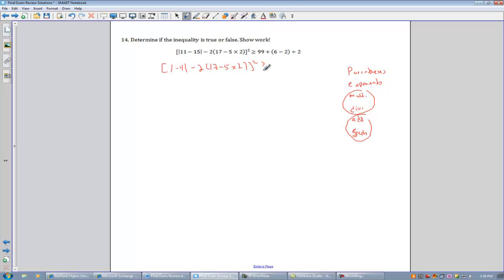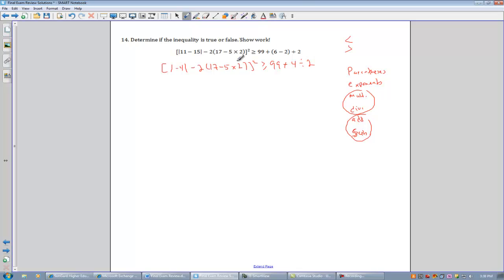And it's greater than or equal to. Remember, this is greater than or equal to because less than looks like an L, right? So the other one is greater than. So that's less than and that's greater than. And then I have 99 plus, and I start with the parentheses, right? So plus 6 minus 2, which is 4, divided by 2. And then I reset and restart.